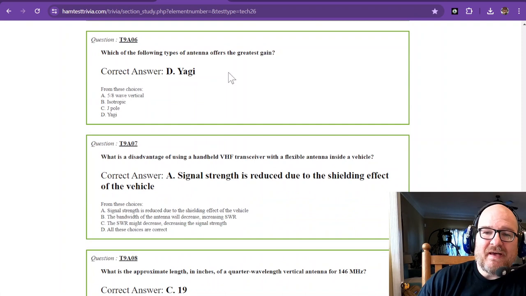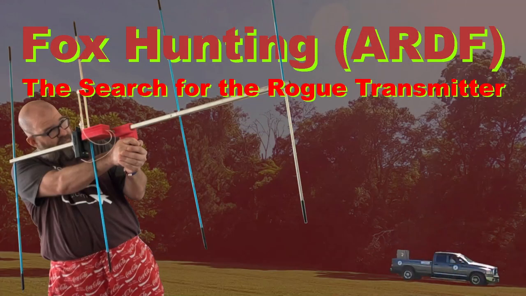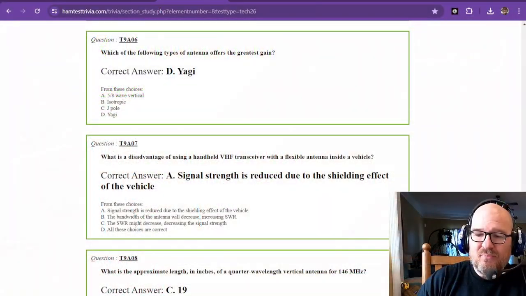Which of the following types of antenna offers the greatest gain? Well, that's the Yagi antenna. And we'll go back to the fox hunting, ARDF. This enables us to look for low power transmitters. This increases the signal into our radio so that we can go find them. As we get closer, we can use the attenuator to turn that back down. Then we can do some triangulation and pinpoint it.